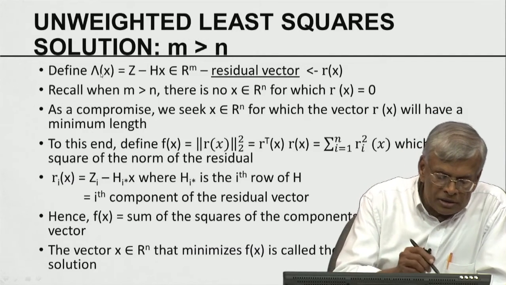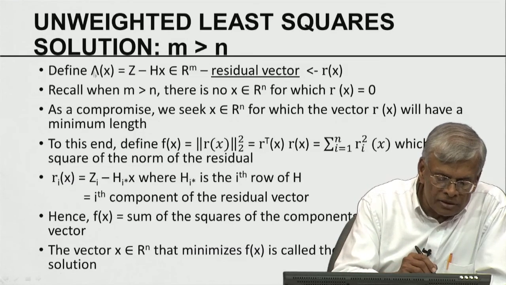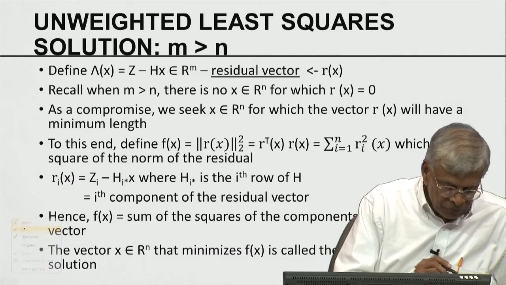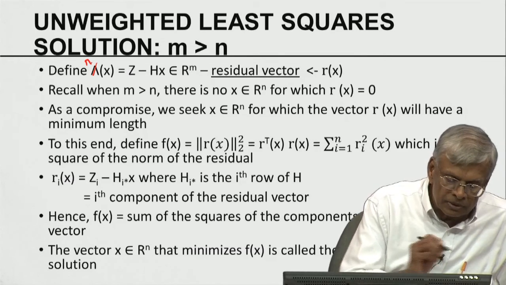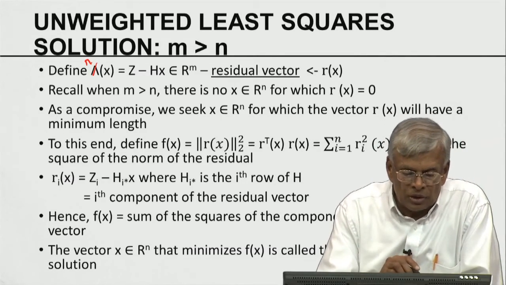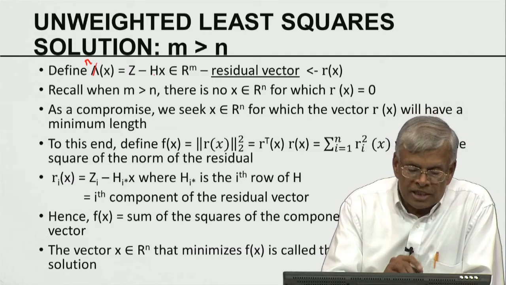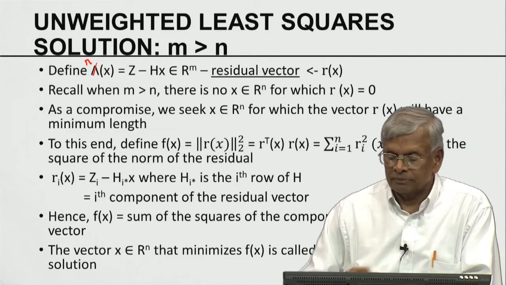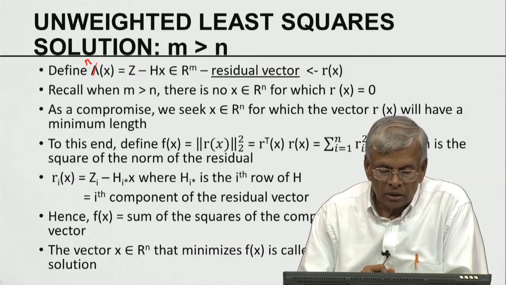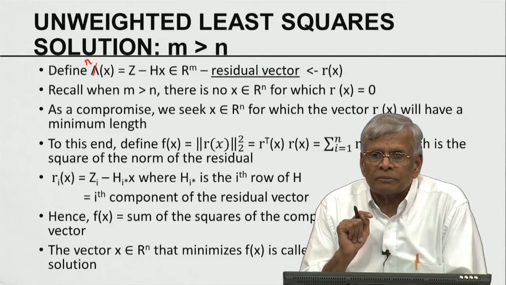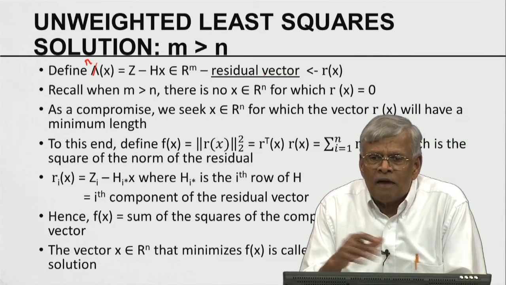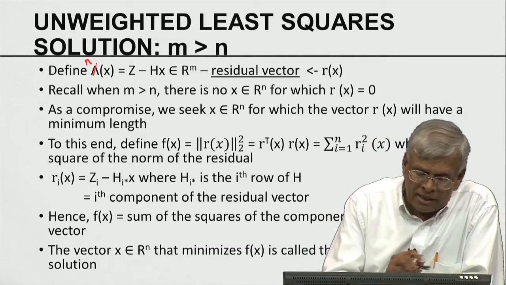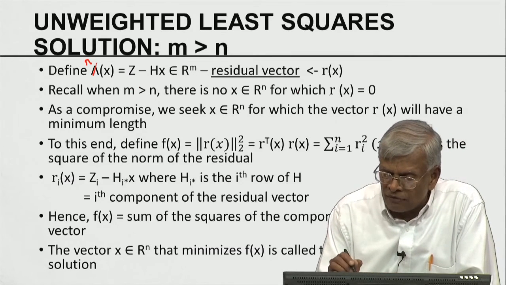Let this be r, little r of x. It is not lambda, r of x. Define r of x is equal to z minus h of x. Z is a vector, h of x is a vector, the difference is an m vector, and that vector is called the residual vector. If the residual vector is 0, z is equal to h of x. But we have seen that we often cannot have the residual vector be 0 in the case of overdetermined and underdetermined. So when m is greater than n, there is no x for which r of x is 0.